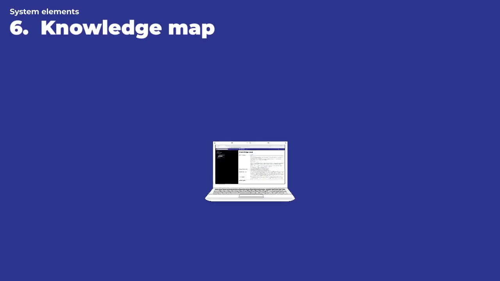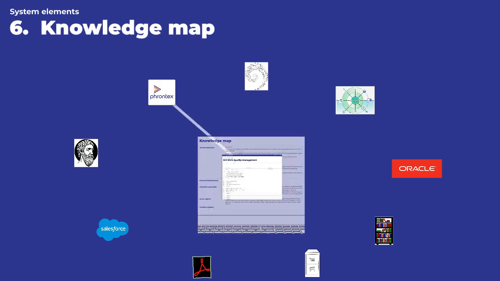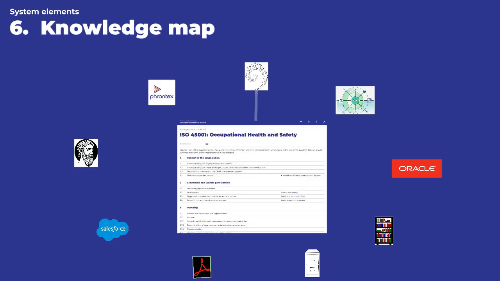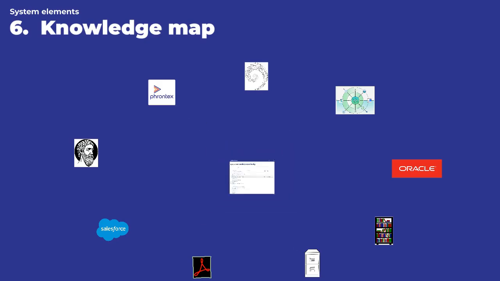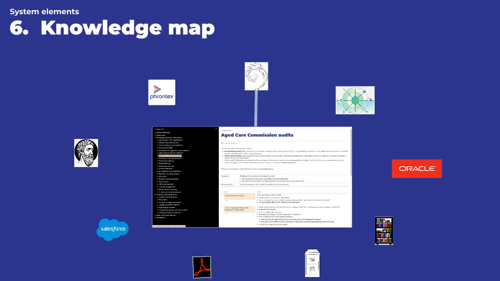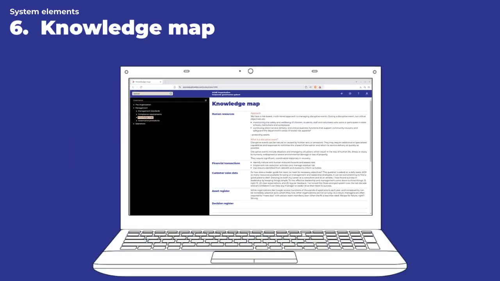Element 6 is the knowledge map. This is simply an explanation of where your organization stores its records and data, not from an IT point of view, but as a management explanation of what information lives where and who's responsible for it. Throughout your documentation, there will be references to records and data. Every management standard and compliance requirement calls for some type of record keeping, and every procedure uses and creates data. The purpose of the knowledge map is to ensure a common understanding of these references.